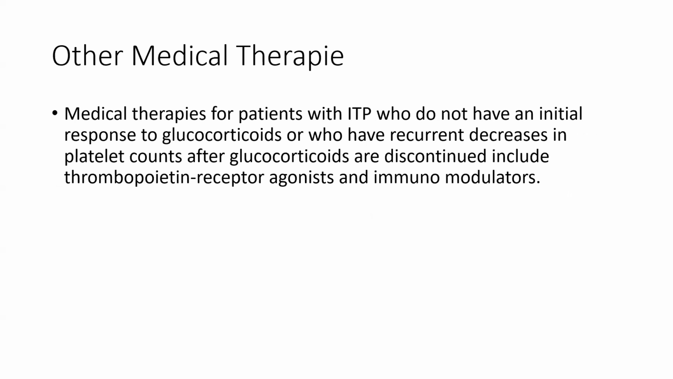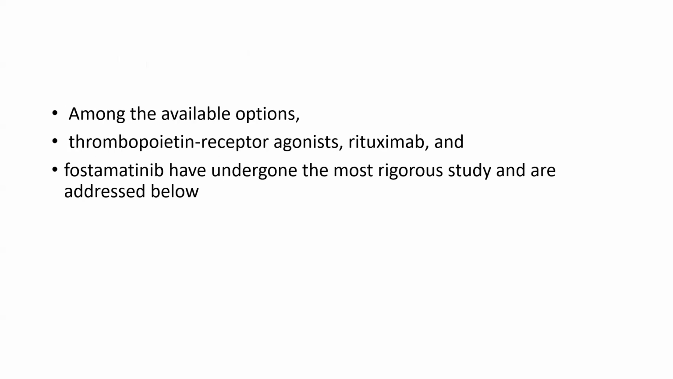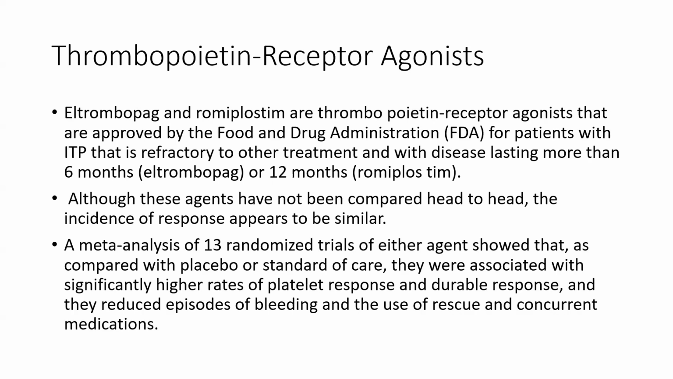Other medical therapy. Medical therapy for patients with ITP who do not have initial response to glucocorticoid or who have recurrent decrease in platelet count after glucocorticoids are discontinued include thrombopoietin receptor agonist or immunomodulator. Among available options, thrombopoietin receptor agonist, rituximab and fostamatinib have undergone most rigorous study and are addressed below.